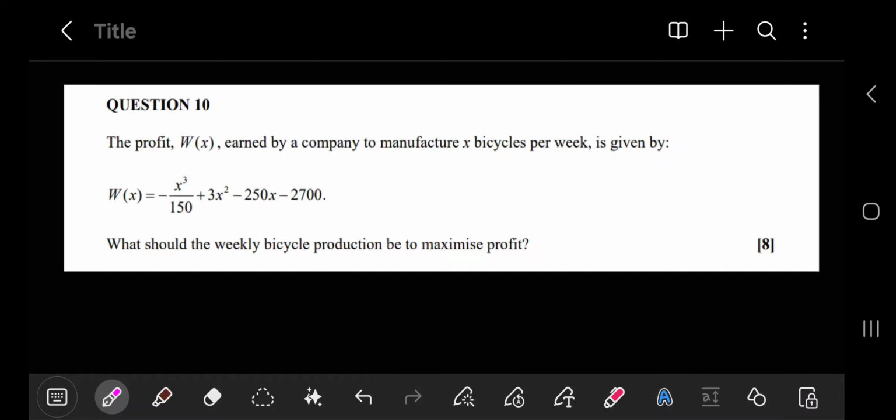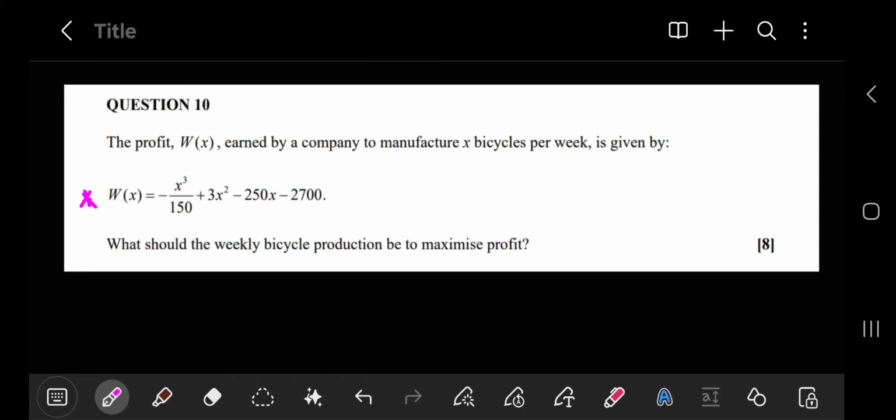So here we have this equation. Let's understand what this is. This equation W(x) represents the profit, where wherever we have x, x is how many bicycles are produced per week. Now we are concerned with maximizing profit.